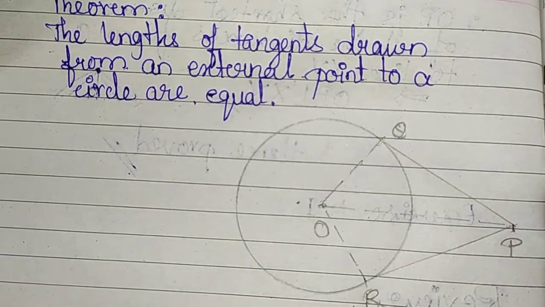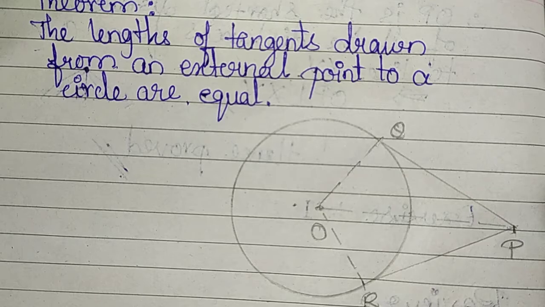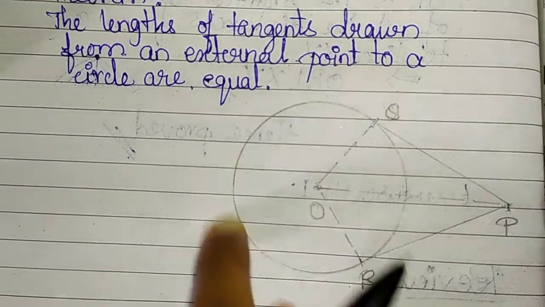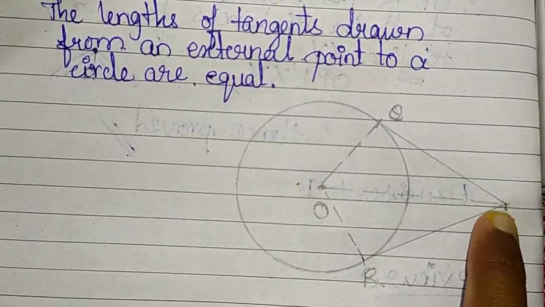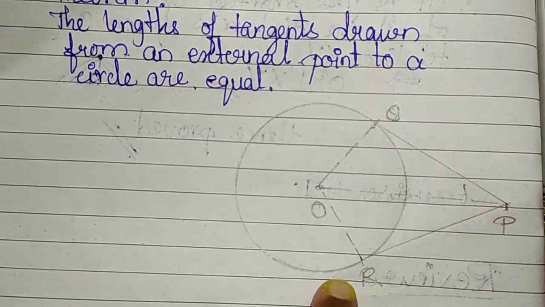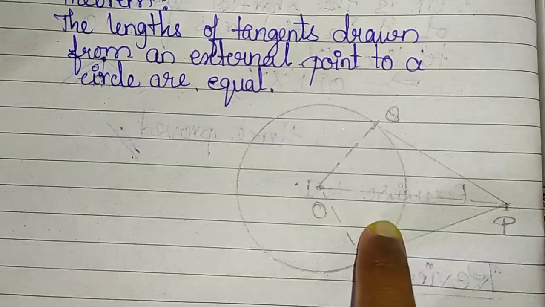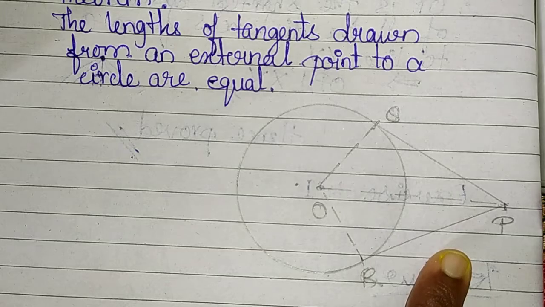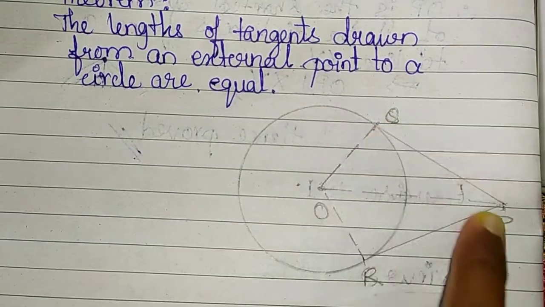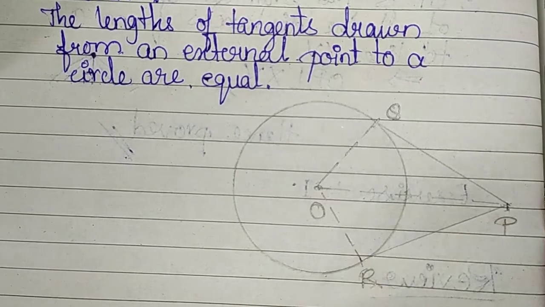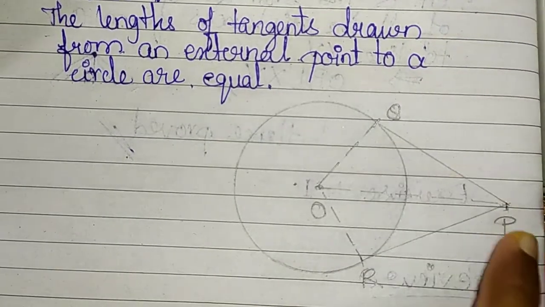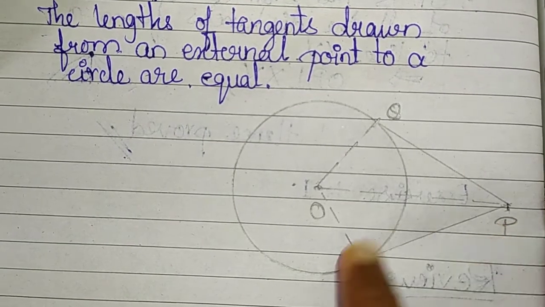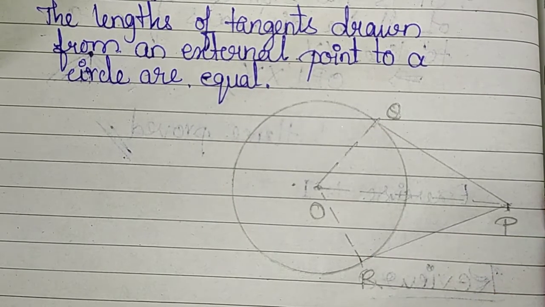The theorem states that the lengths of tangents drawn from an external point to a circle are equal. So in the figure you can see that we have a circle with center O and P is the external point. PQ and PR are the tangents drawn to this circle from the external point P. Now they are talking about lengths of the tangent. Lengths imply the length of the line segment PQ and PR. So the theorem says that the lengths of the tangent, that is PQ and PR, are equal to one another because they have been drawn to the circle from an external point. So this is the theorem we are supposed to prove.